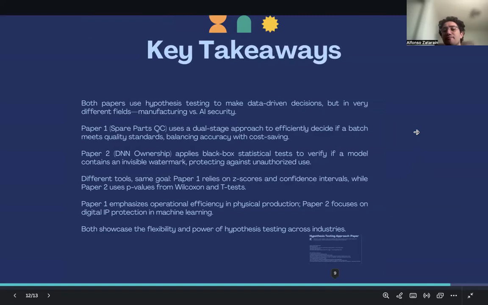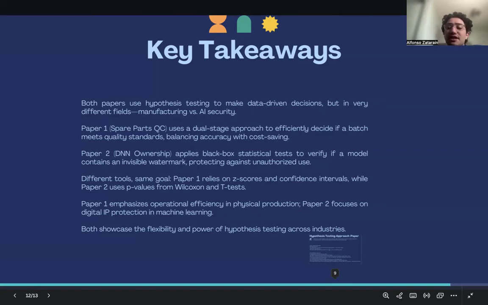Key takeaways. Well, I'm just going to say the main points. Both papers show how hypothesis testing supports confident, data-driven decisions, which is what we're searching for. Paper number one focuses on efficiency in physical inspections, and paper number two focuses on security in digital environments. They both use different tools, like the z-score versus the p-value, but the core logic is still the same. We test, analyze, and decide.